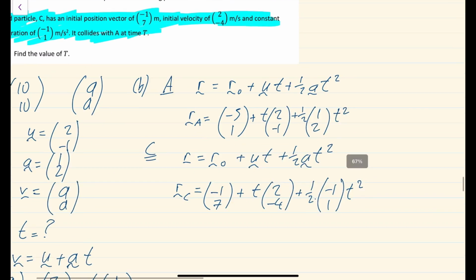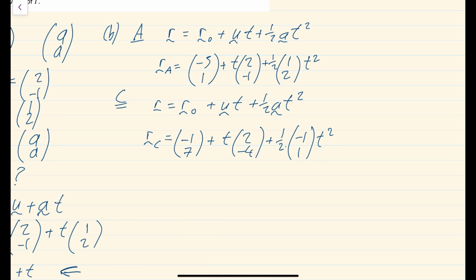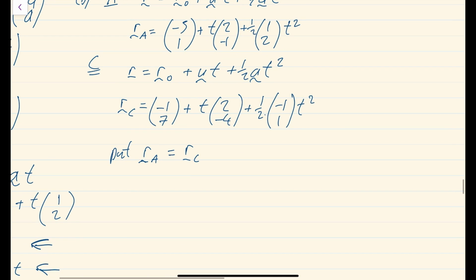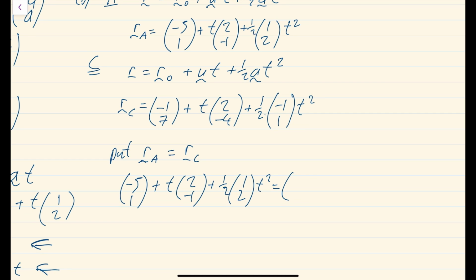Now you've probably guessed what we're going to do. We're going to put r_A equal to r_C. So put position vector of A equal to position vector of C, because if they collide, their position vectors must be the same. So it's a fair bit of work to do. So you've got (-5, 1) plus t times (2, -1) plus a half times (1, 2) times t squared is equal to (-1, 7) plus t times (2, -4) plus a half times (-1, 1) times t squared.